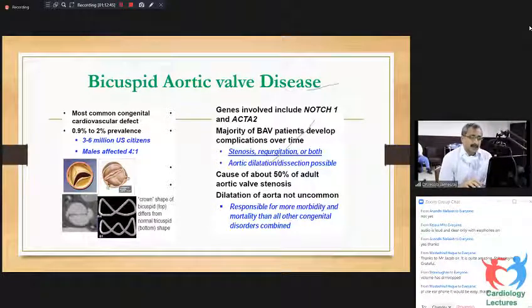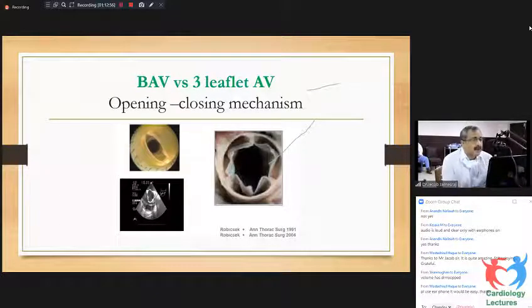And there are variants of the aortic leaflet. So you can have unicuspid, bicuspid, and quadricuspid and pentacuspid. Of this, of course, the bicuspid is the most common variant.